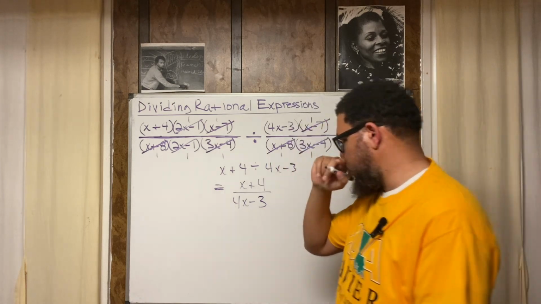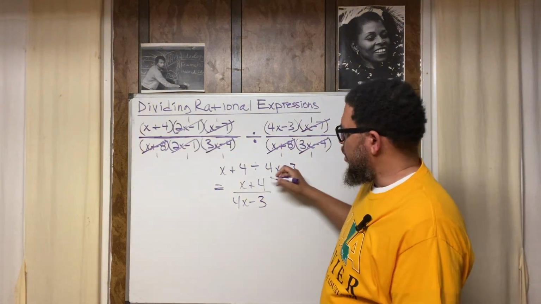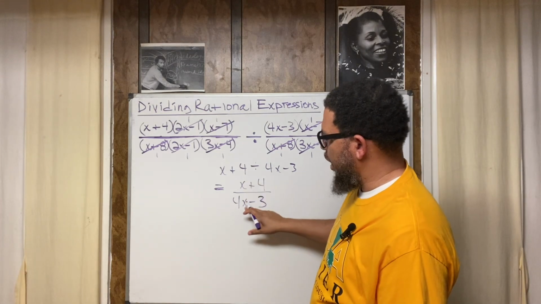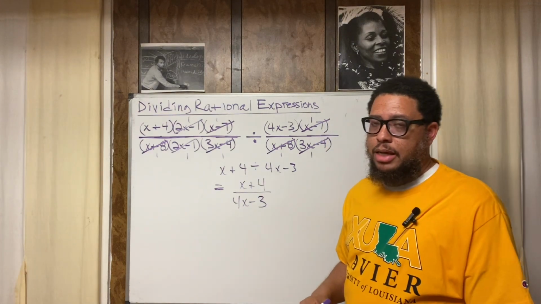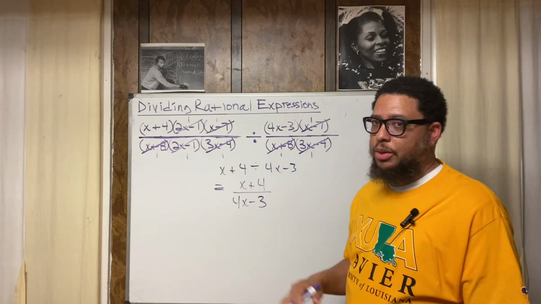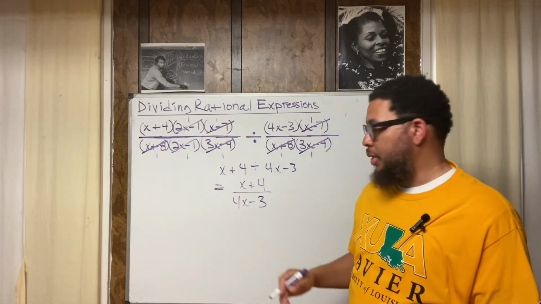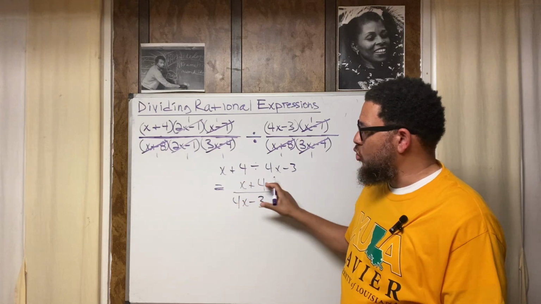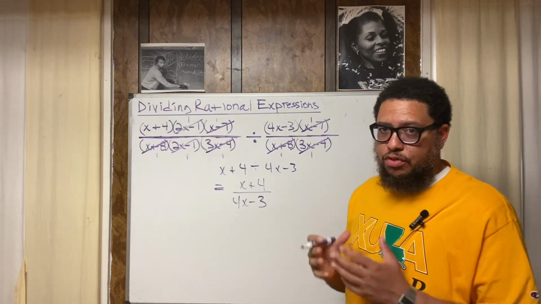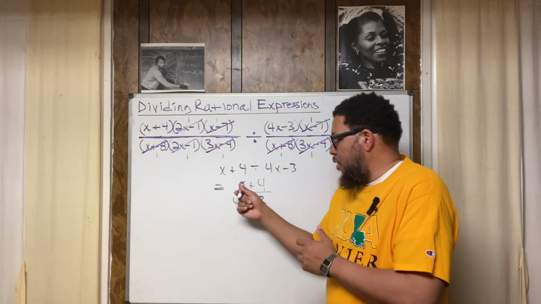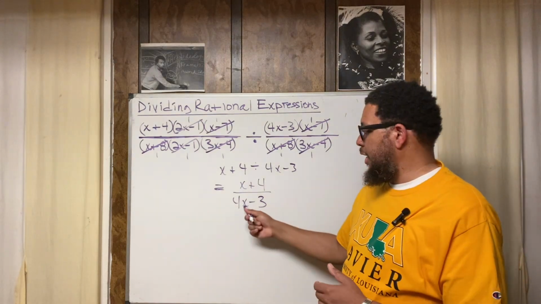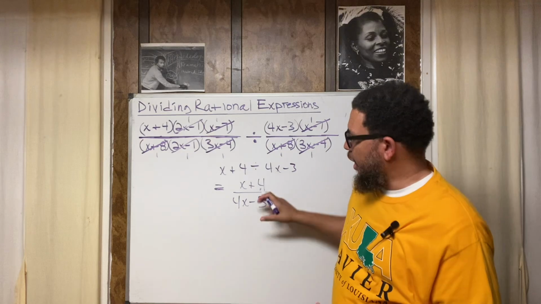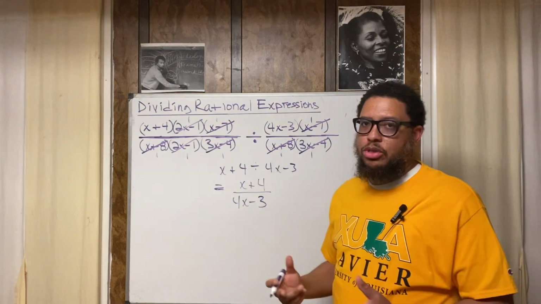Now, let me say something to you. Let me tell you what you can't do, what we're not about to do. This x cannot divide by this x. That's a rookie mistake. That's Bush League. We don't do that. This x cannot divide by this x because this x is part of a binomial. It's part of x plus 4. You can't just go in there and take out a piece of that and go in here and take out a piece of this. This 4x is part of 4x minus 3. So we can't do x divided by x.